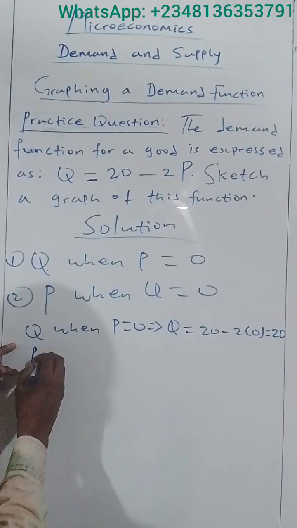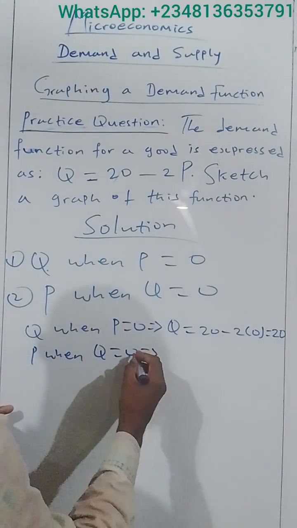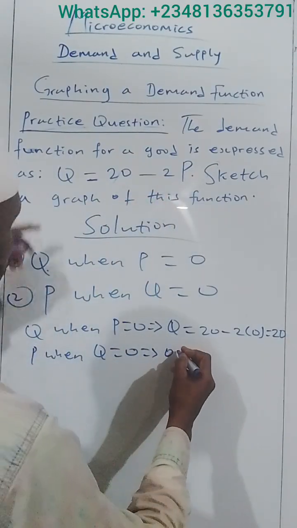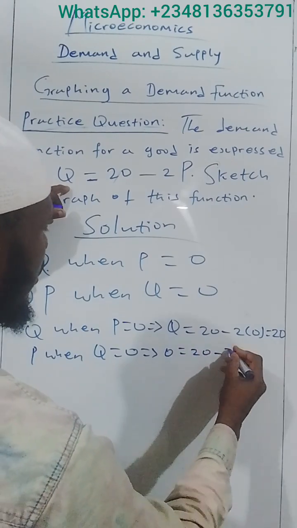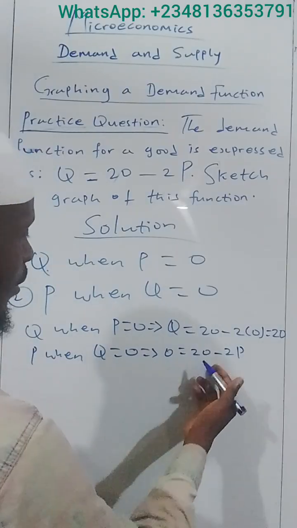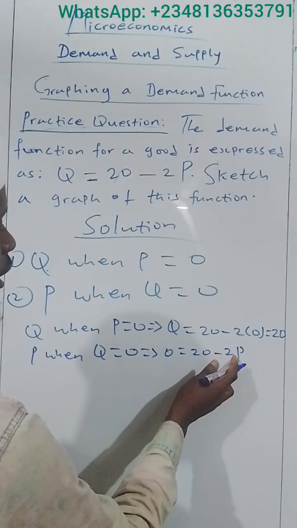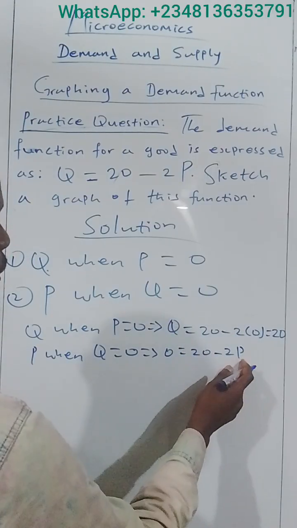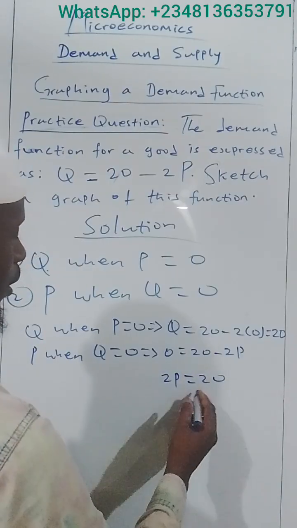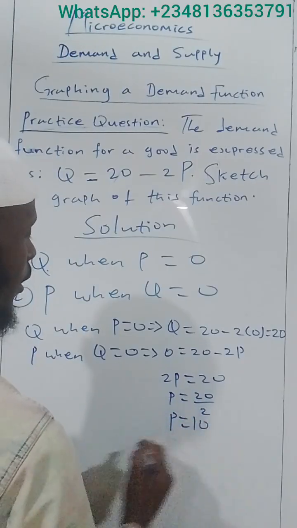Also, P when Q equals 0. In other words, wherever I see Q in this function, I will plug in 0. So I have 0 equals 20 minus 2P. Okay, then I can continue from here. I take 2P to this side. I have 2P equals 20. Then I have P equals 20 over 2. Then P equals 10. Okay?